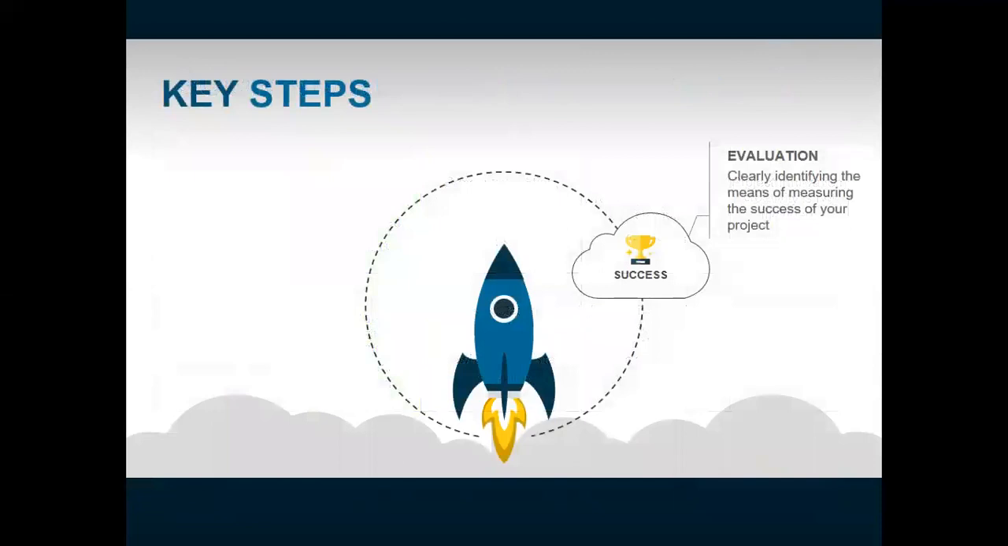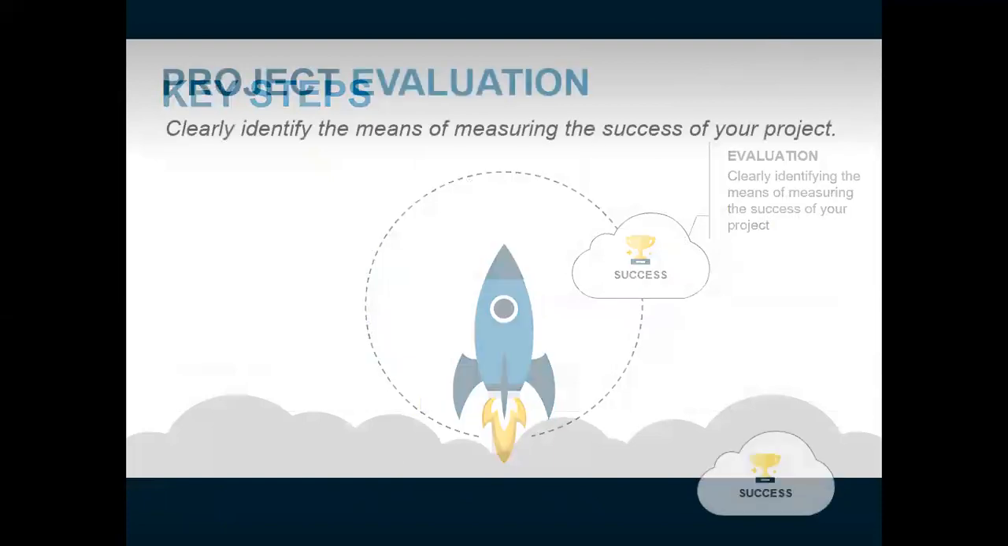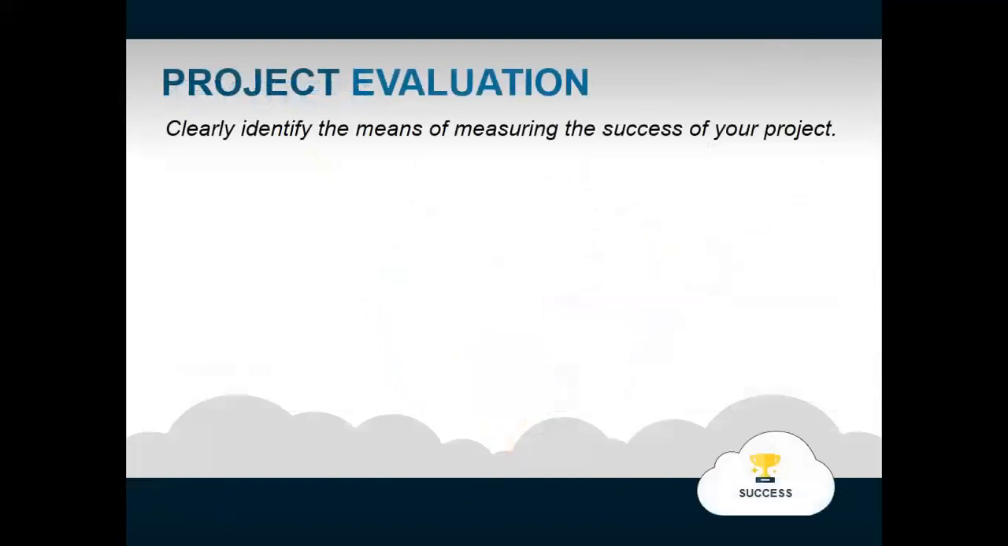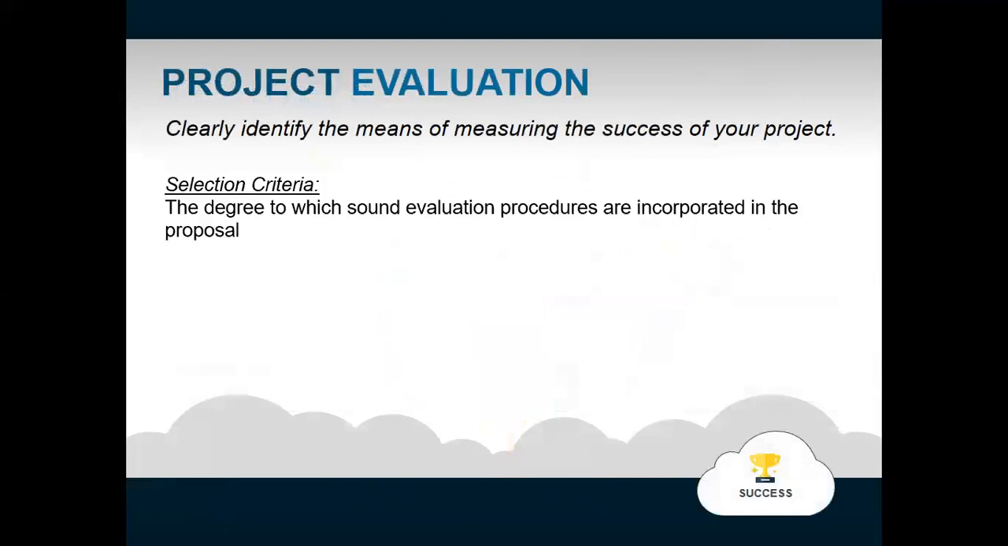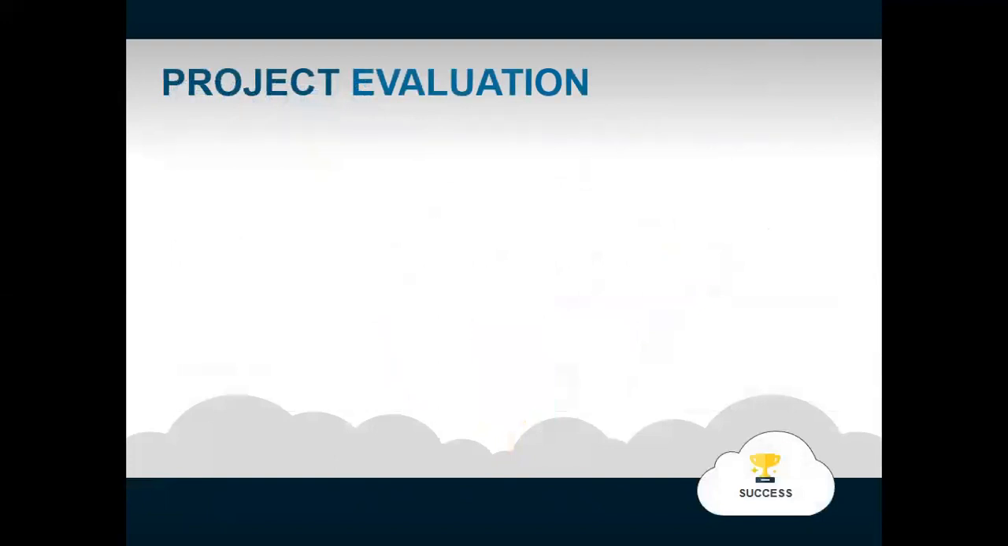The next section is around the evaluation. It's focused on the evaluation, and again, this is really where you're going to be focused on the means of measuring the success of your project, and this will tie directly back to your goals. The selection criteria is the degree to which sound evaluation procedures are incorporated into the proposal. The question is question 8, and there are 15 possible points to this section.